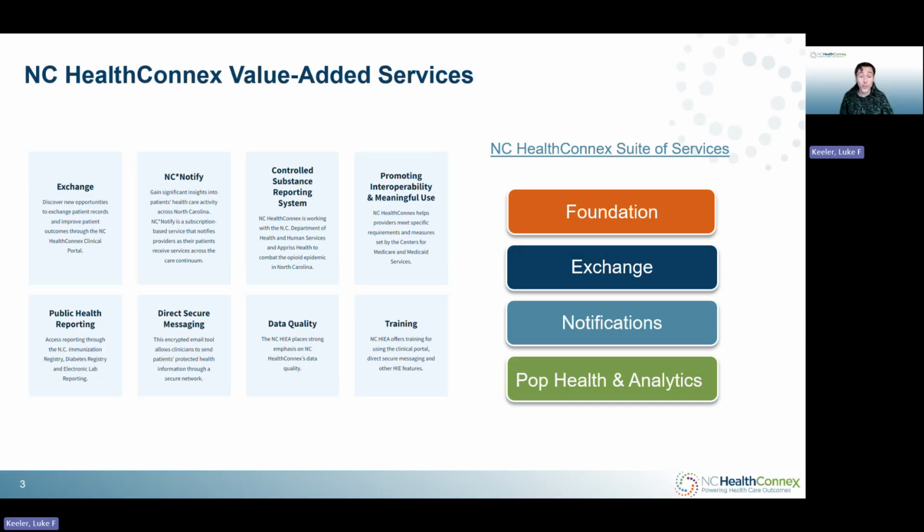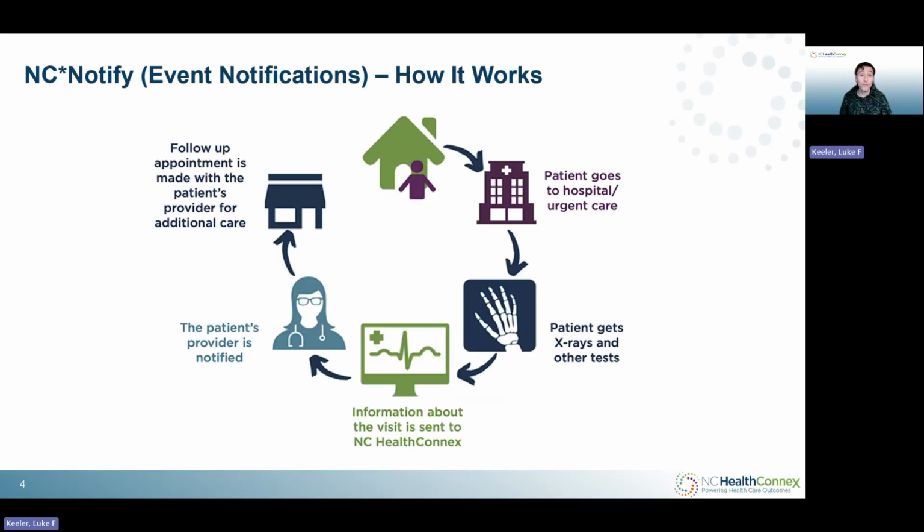We also have direct secure messaging, which is where you can send secure and encrypted PHI from one provider to another, and also different public health services that are available, like the diabetes registry, the stroke registry, public health lab reporting, and a few others. But today we're going to focus on NC Notify. And this is one of the services underneath the NC Health Connects umbrella.